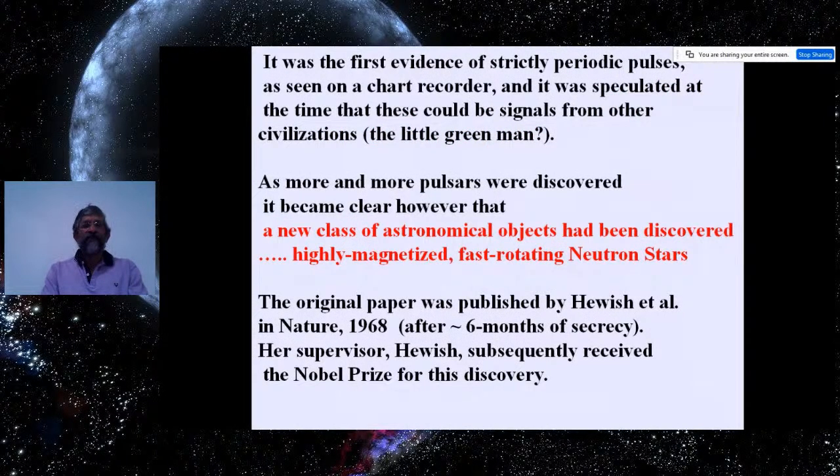But this was the first evidence for strictly periodic pulses, as you saw in the chart recorder. And at that time, as I said, it was speculated that it could be a little green man from Mars or something like that, sending messages to us. But as more and more pulsars were discovered, it became amply clear that we are looking at a new class of astronomical objects. And as we know now, these are highly magnetized, fast rotating neutron stars.